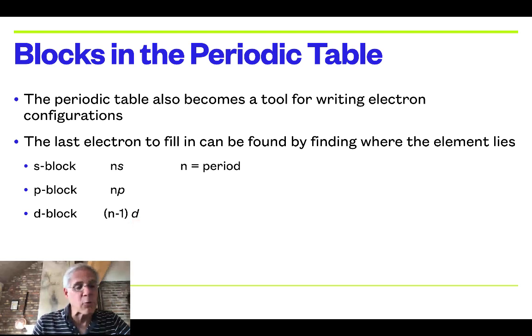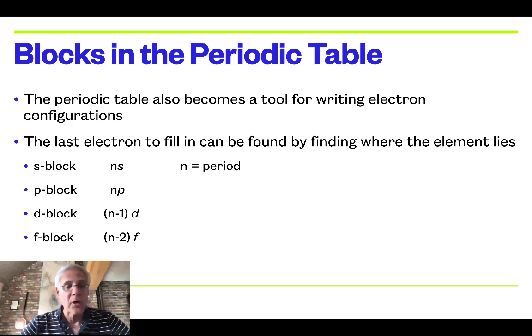So when we're in the 4th period, we would actually be filling in the 4s, and then we're in the 4th period, so we take 4 minus 1, and we fill in the 3D. I know this sounds really confusing right now. We'll see how it works in just a moment. For the F block, we don't get into those too often, but you see them once in a while, then you have to subtract 2 from the period number to figure out which F orbital you're filling in.